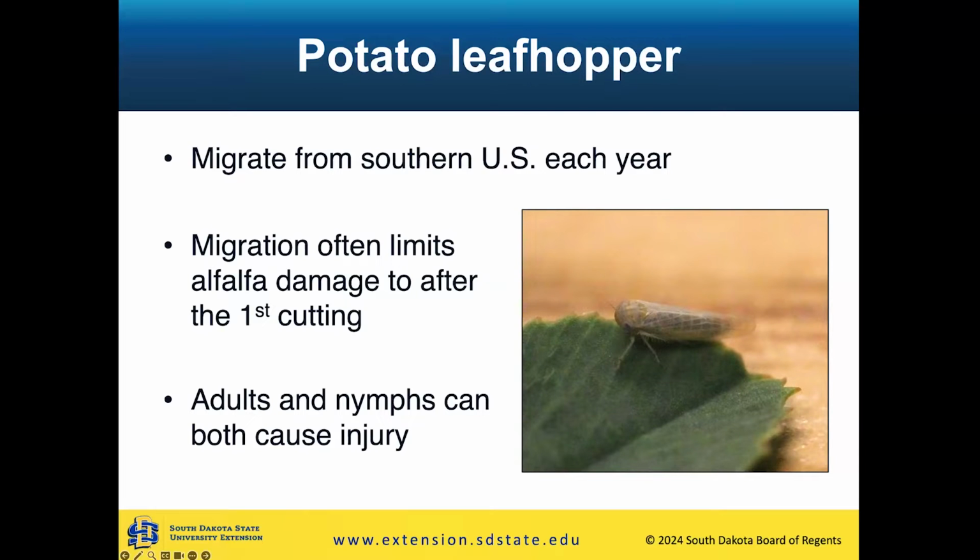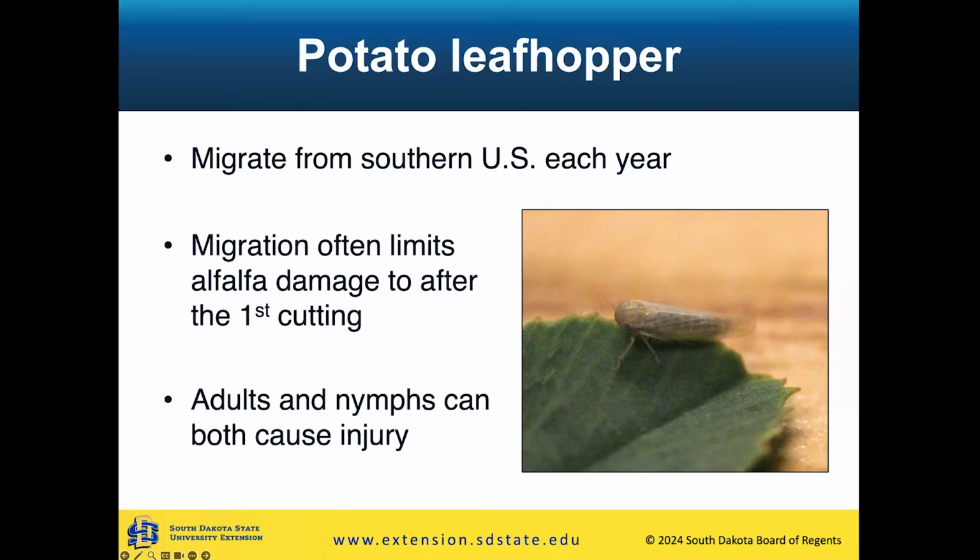Although I'd say like last year, if we get a quick warm up in the spring or some really strong south winds, it can bring these guys up a little bit earlier in the season, and they can affect the first cutting. But it's kind of rare. Like last year, we did have some spots on the southern end of the state where these guys were showing up early. We have had pretty warm temperatures already this spring, so it might be something to watch for sooner rather than later with this insect.